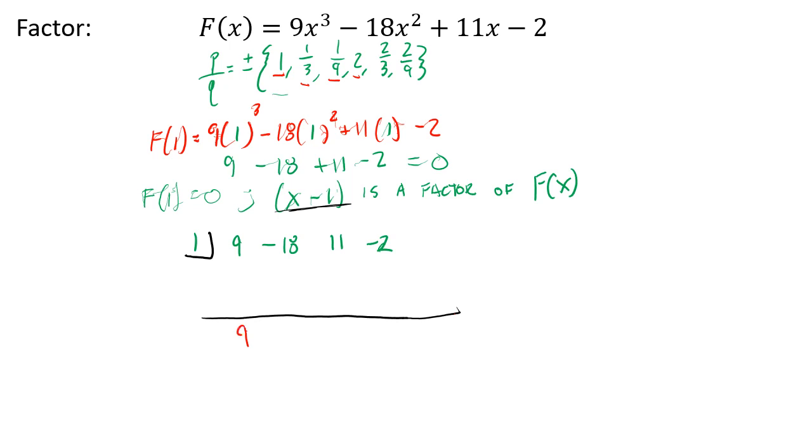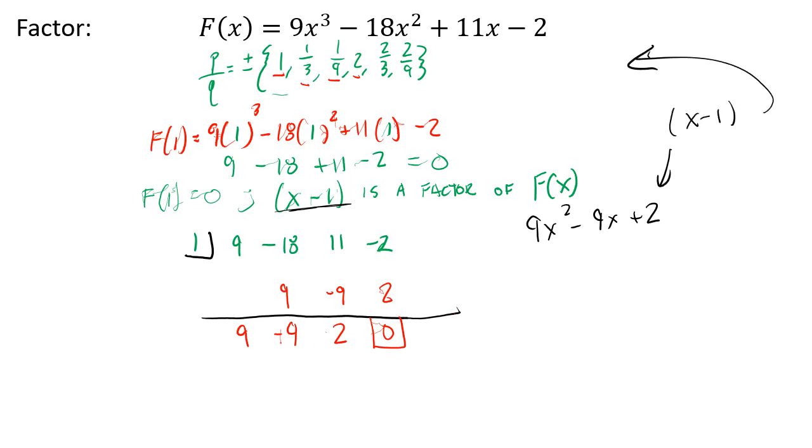We'll bring down the 9. Then we have 9 here. We have -9 here. That'd be 2, and then 2, and then 0. So that works, right? That should be 0. Which means I've got this polynomial now, 9x squared minus 9x plus 2. Now, notice this polynomial times x minus 1 is this original polynomial.